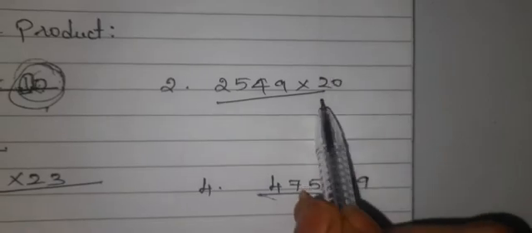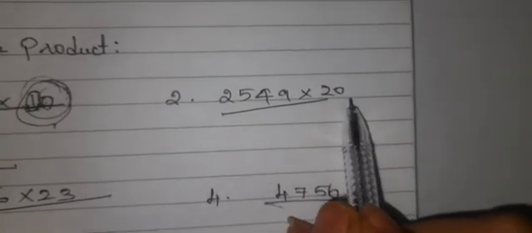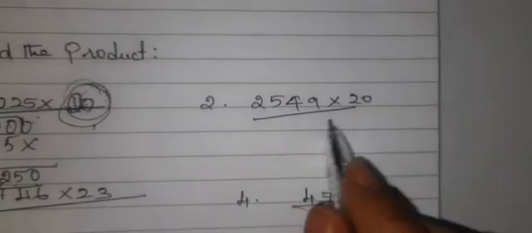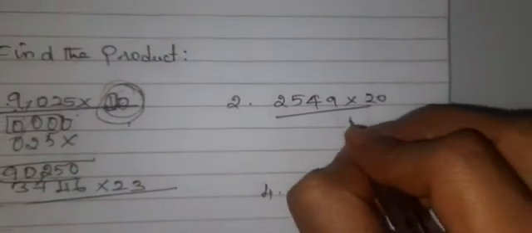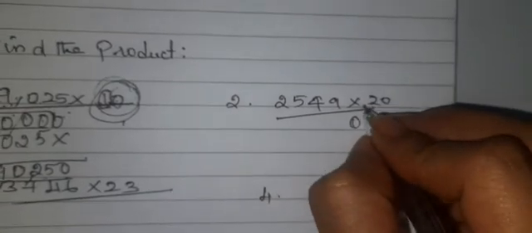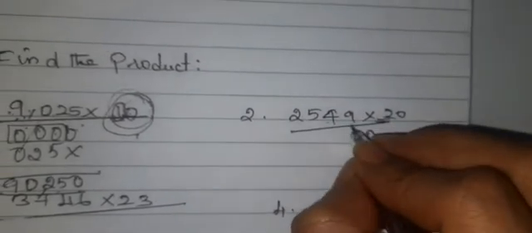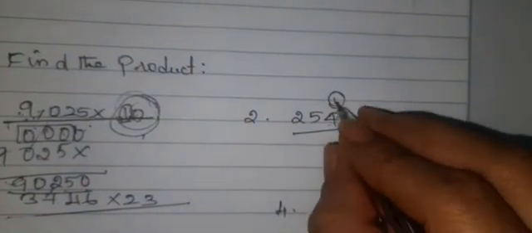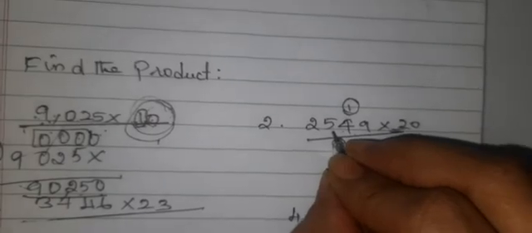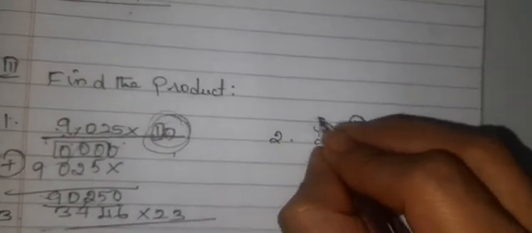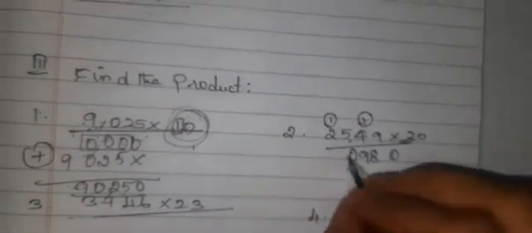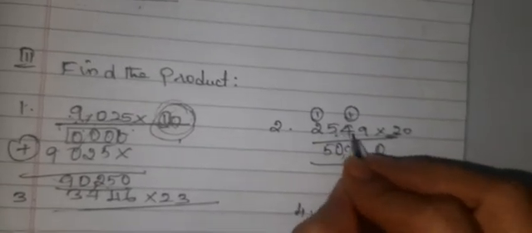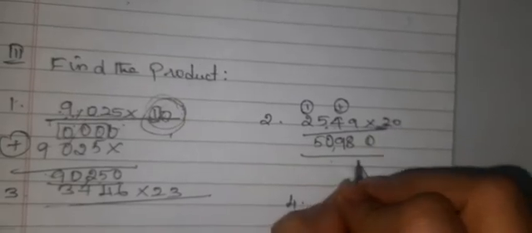2,549 multiplied with 20. You know that any number which is multiplied with 0, their product will be 0. So you need not multiply with 0. Just write the value 0 here. Then start multiplying with the tens place value. 2 9s are 18. Take carry to the tens place value. 2 4s are 8. 8 plus 1 is 9. 2 5s are 10. Write 0 here and take carry to the thousands place value. 2 2s are 4. 4 plus 1 is 5. So the product of 2,549 multiplied with 20 is 50,980.